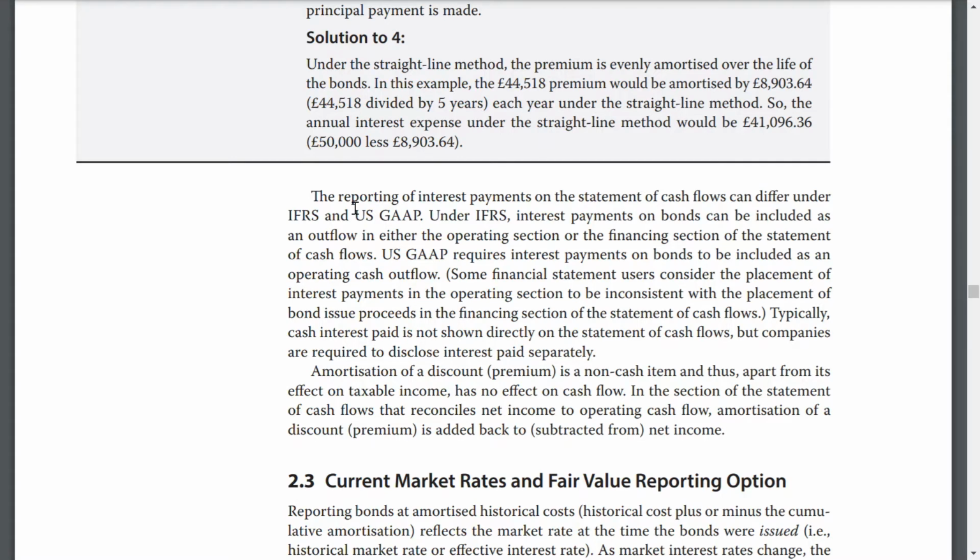In the section of the statement of cash flows that reconciles net income and operating cash flows, amortization of a discount or premium is added back to net income.